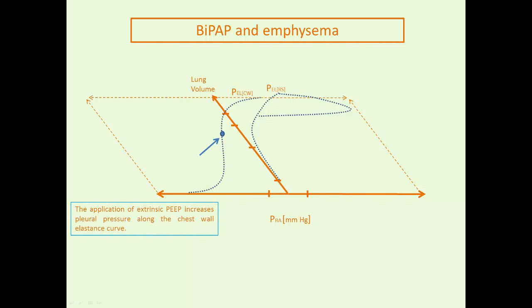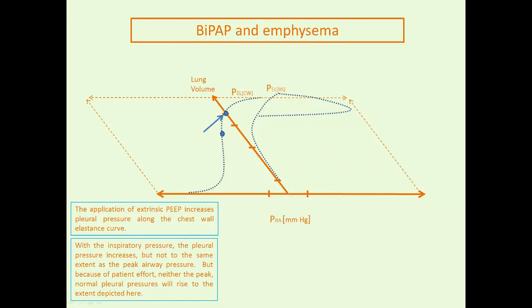Okay, so what's going to happen if we apply PEEP to this patient? Well, you can go back to the previous slide with extrapulmonary ARDS and see that the pleural pressure will not increase as much because the chest wall compliance is preserved. Okay, and the cardiac function curve again shifts with changes in intrathoracic pressure.